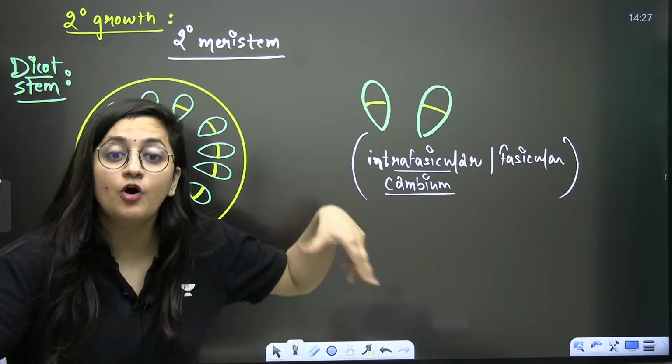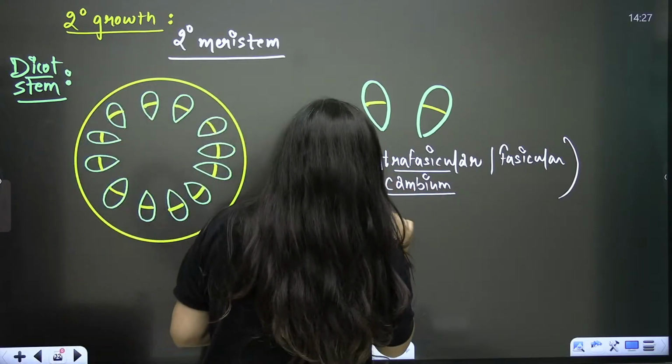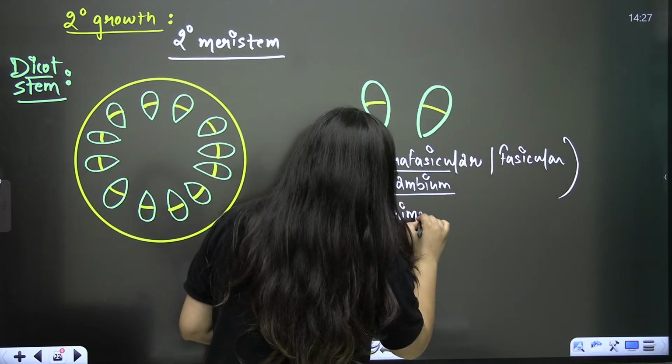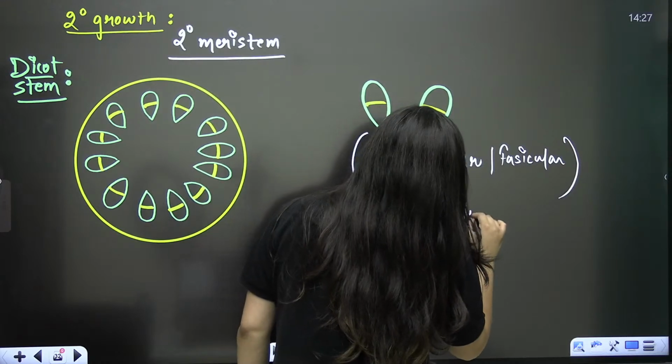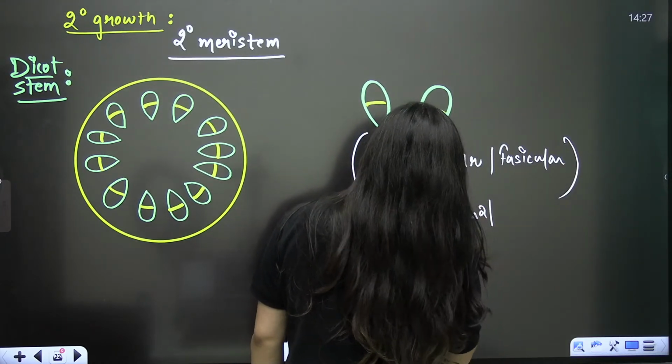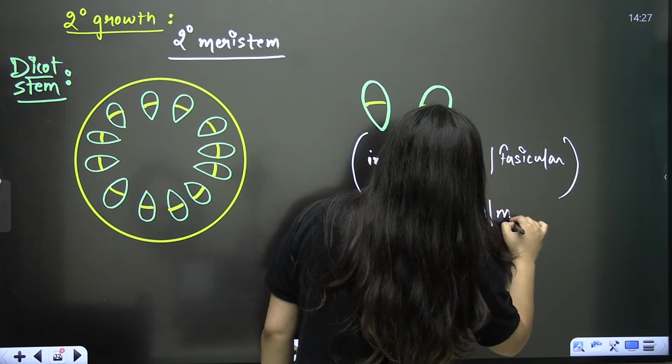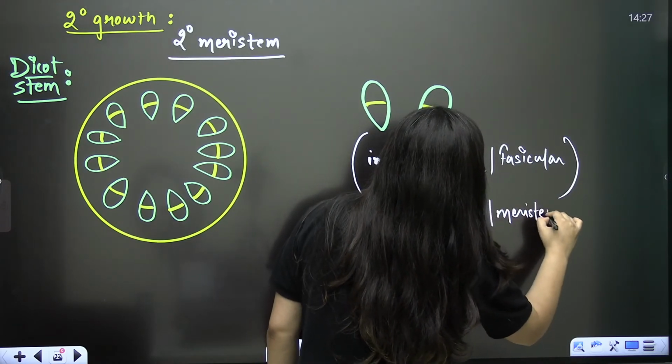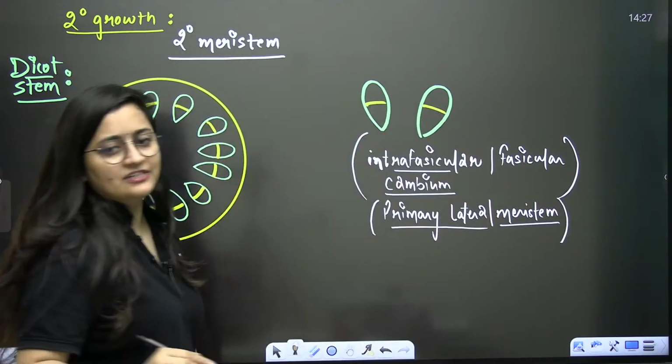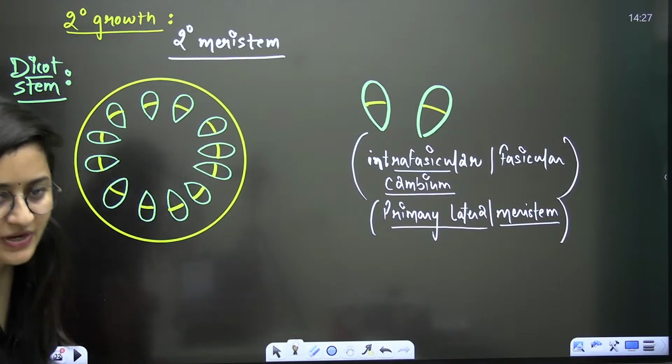This intrafascicular cambium, the fascicular cambium, has formed during the primary growth. That is why we call it primary lateral meristem, because it is present on the lateral side. The word lateral we use for its position, and its growth is primary. So it is the primary lateral meristem.